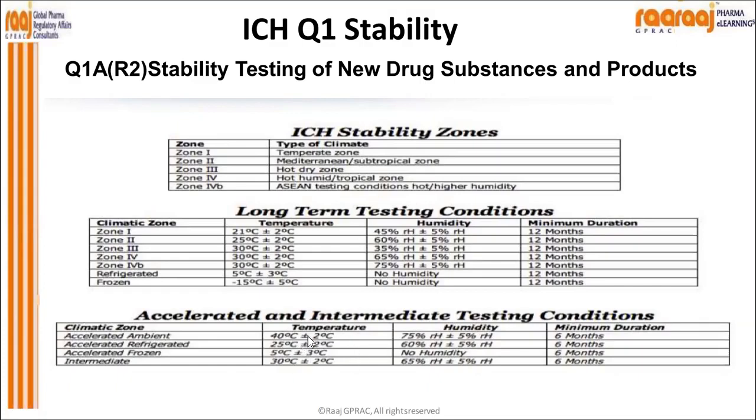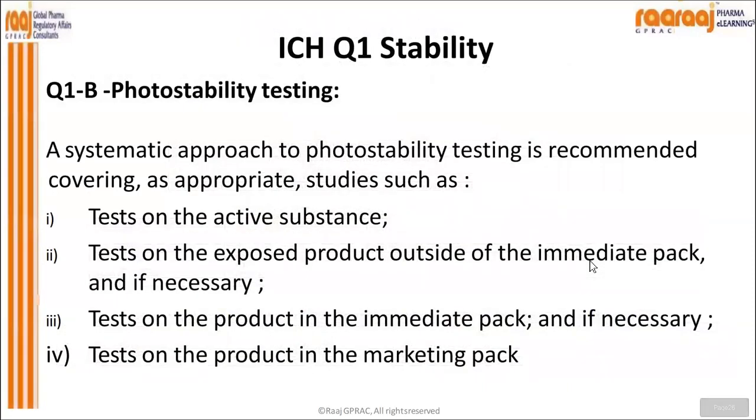Okay. So at these different temperatures and humidity, you have to keep your sample and study the data for 6 months. Whereas in the long-term testing condition, you have to keep it under this temperature and humidity condition and study your sample for 12 months. Collect the data for 12 months. Pretty simple. Then ICH Q1B talks about photostability testing.